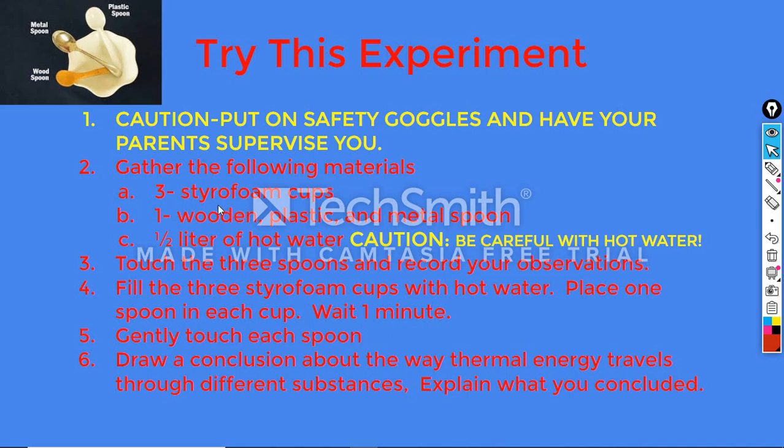And I've come to find out here that these wooden spoons are not very readily available unless they're nice and large. So if you don't have a small wooden spoon, go ahead and substitute the wooden spoon with maybe a popsicle stick. Okay, a popsicle stick will be a good alternative to the wooden spoon. What we want to do is test the conductivity of the spoon, the plastic, and the metal spoon. You're going to need half a liter of hot water.